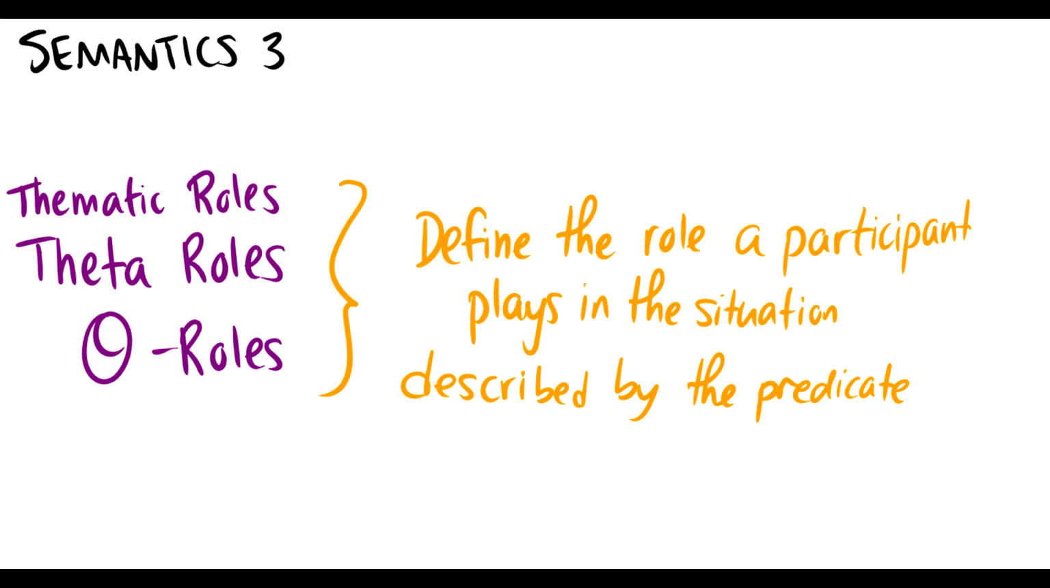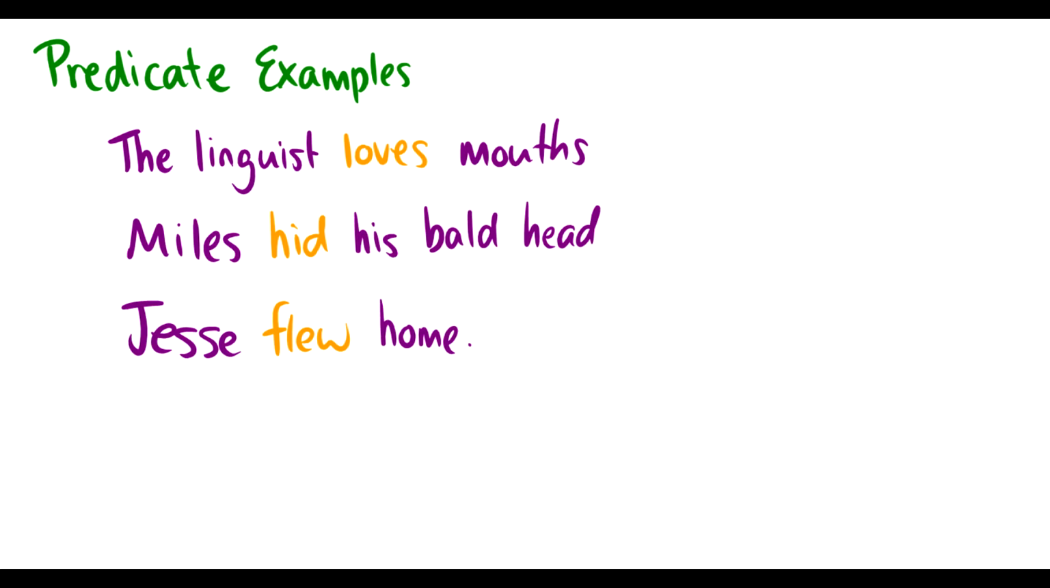Either one of the three ways you see it on the left is how they're written down, and these are interesting. Now we're going to classify words based on the role they play in the sentence, and specifically the role in relation to the predicate of the sentence. So what is a predicate? Well, a predicate is usually the action word or description word. So here we have loves, hid, and flew.